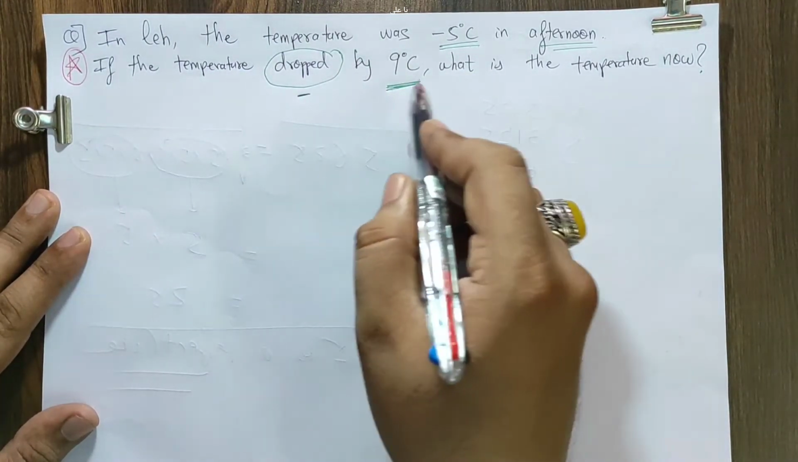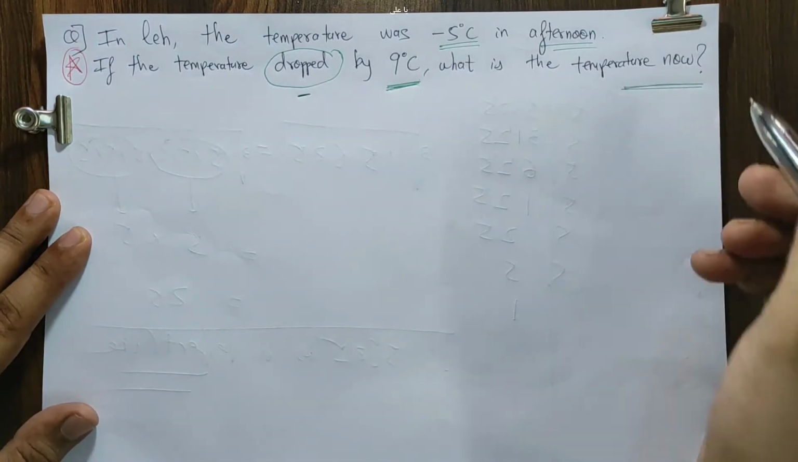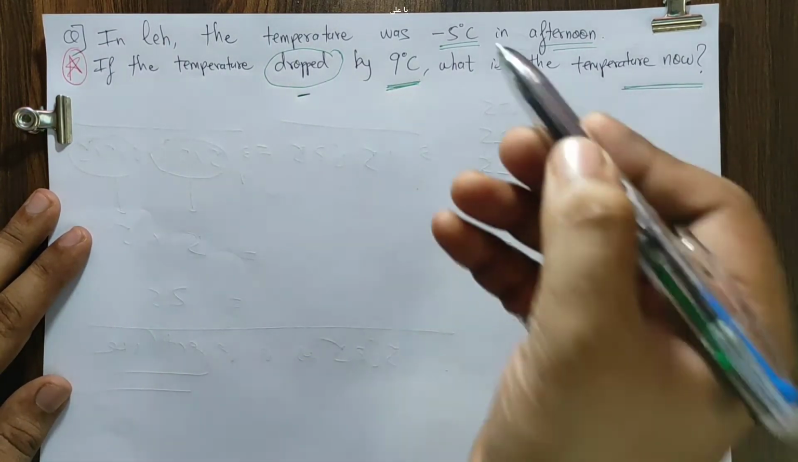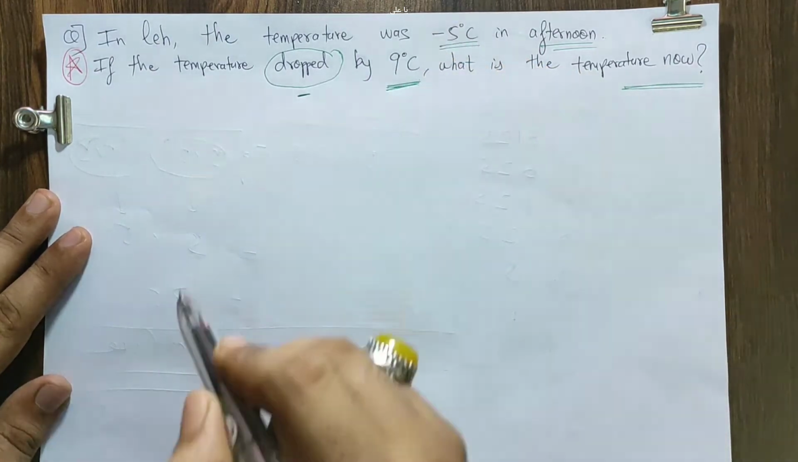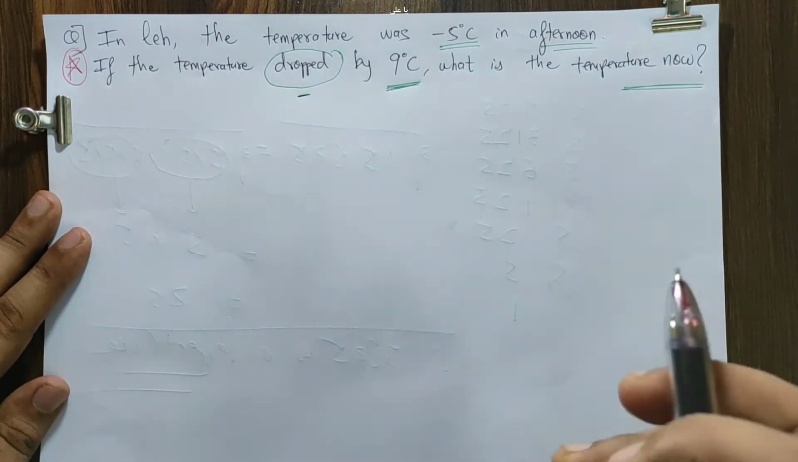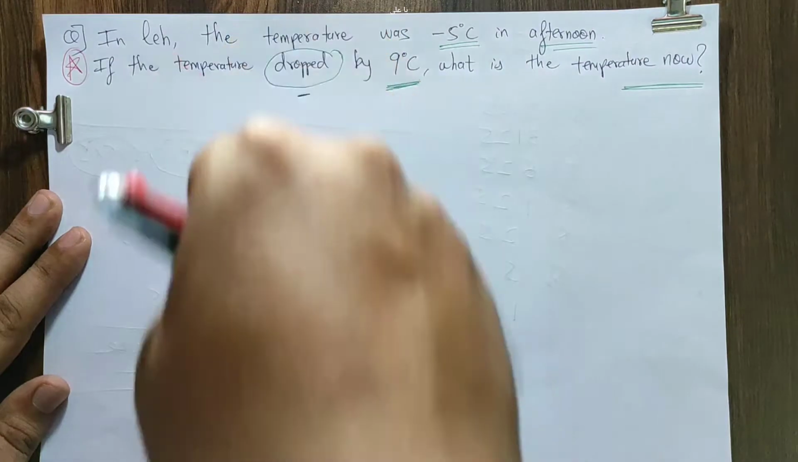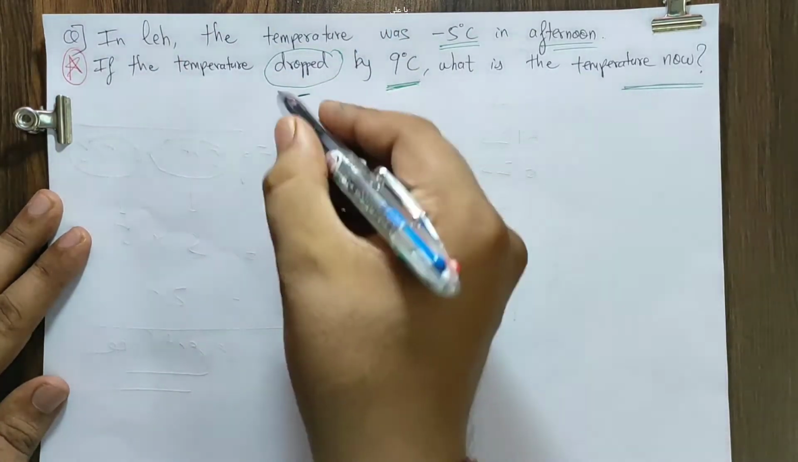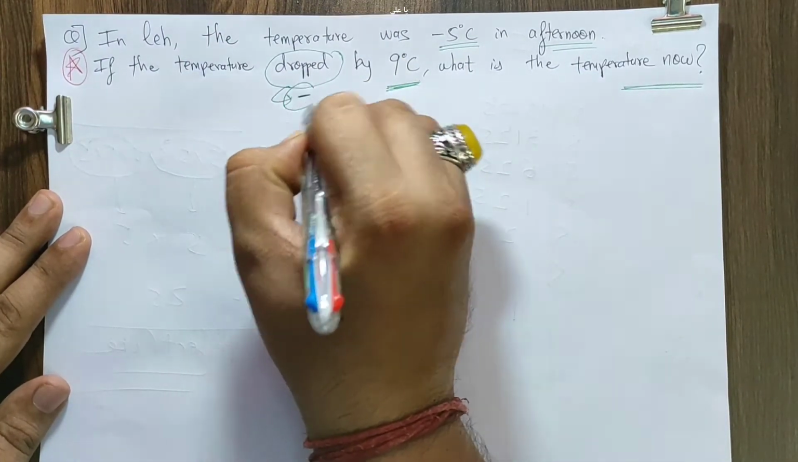If the temperature dropped by 9 degrees Celsius, what is the temperature now? So simple it is. In the afternoon, the temperature was minus 5 degrees Celsius. Then after some time, the temperature went more down. It dropped. Kam hua. This coming down means minus. This minus is important.